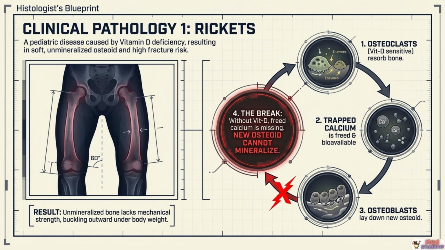The classic clinical picture emerges: bilateral bowing of the lower limbs, often forming a characteristic 60-degree angle, swelling of the wrists and costochondral junctions producing the rachitic rosary, frontal bossing of the skull, and delayed tooth eruption. Treatment with vitamin D supplementation reverses the mineralization defect rapidly, a testament to the direct causal link between a single molecular deficiency and macroscopic skeletal deformity.